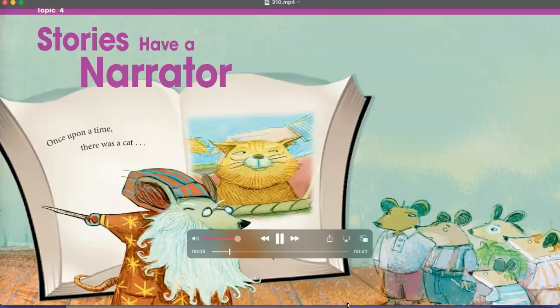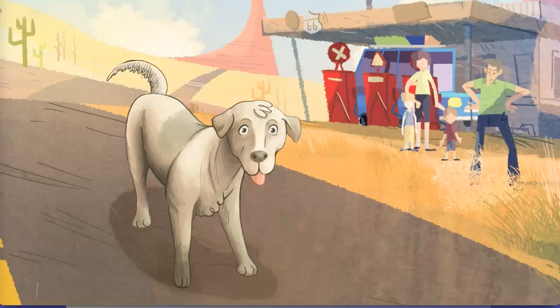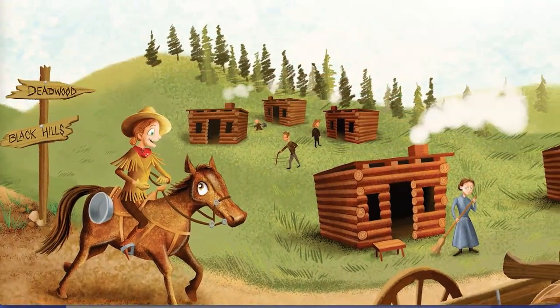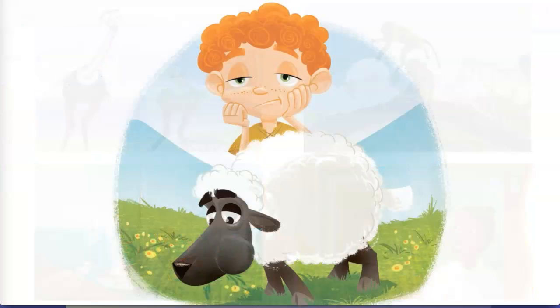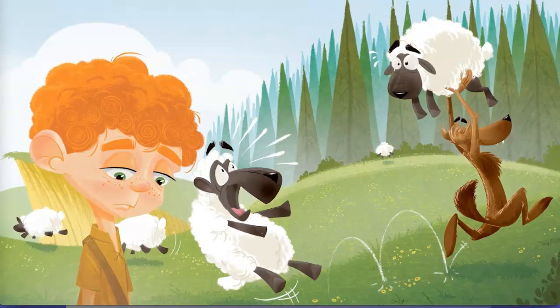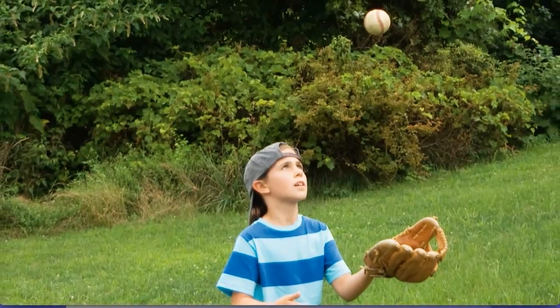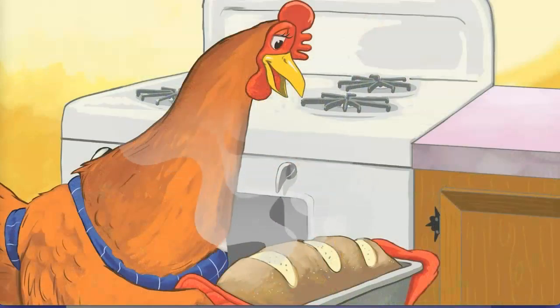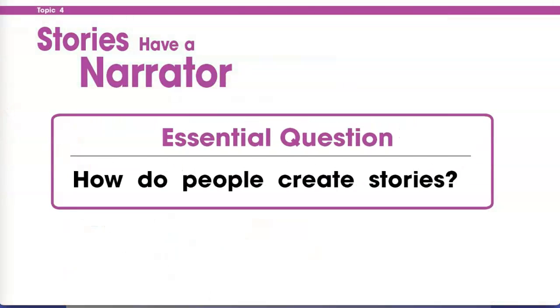Stories have a narrator. A story has many parts. It has a narrator who tells the story. It has a setting. It has characters. A story has a plot, which includes the beginning, the middle, and the end. Some stories are about things that could happen in real life. Some stories are about things that could not happen in real life. How do people create stories? So that is what we will be exploring this unit.